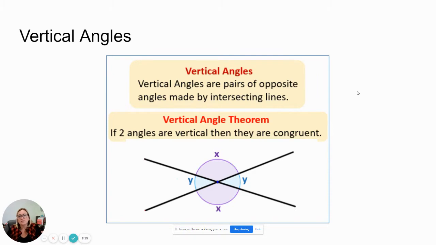This is the first of the three that you really need to focus on, and they are called vertical angles. Okay, vertical angles are opposite angles. So if you look at the diagram, the two X angles are opposite on either side. Those are vertical. The two Y angles are also vertical. So this diagram has two sets of vertical angles, and they're opposite of each other or across from each other.